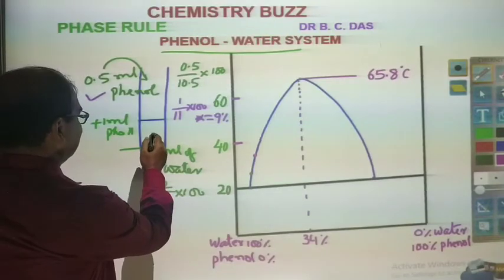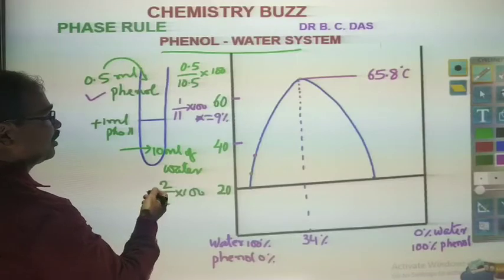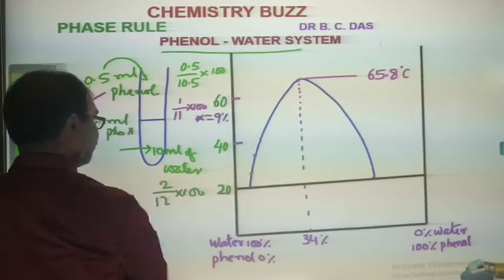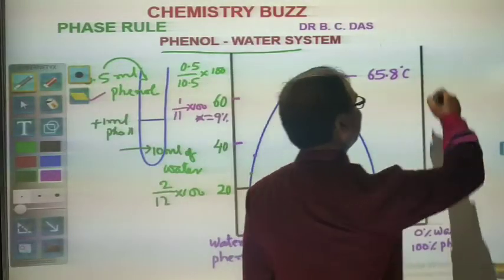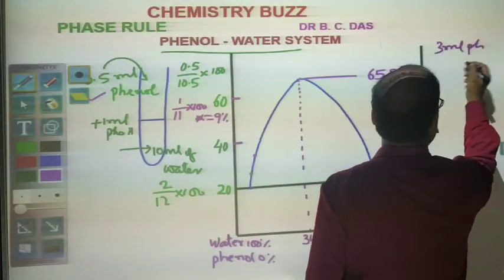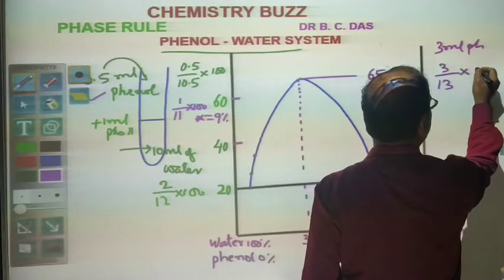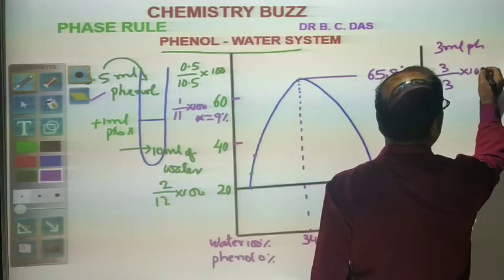So to this container, let us add some more phenol. Say 3 ml phenol. So the total content will be 13, and the percentage composition will be 3 by 13 into 100. Okay.